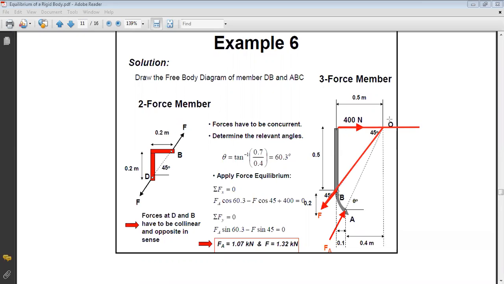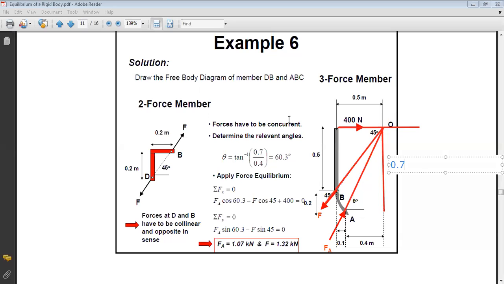Now, to have equilibrium, what is the condition? The condition is that FA should pass through O. So this information will allow me to know the direction of FA. Because if you look well at your figure, FA should pass through O. And the distance from here to here is 0.5 plus 0.2. This distance is 0.7.